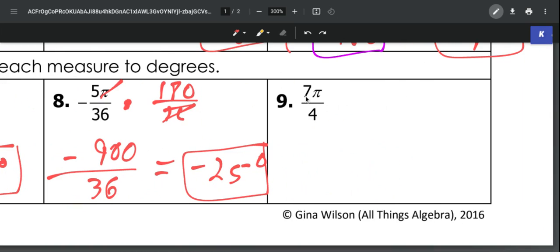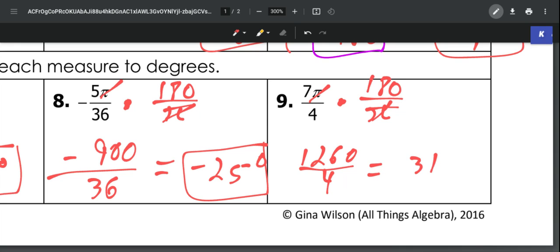All right, then number 9, we've got 7 pi over 4. That's in radians. We want to convert it to degrees, so we're going to multiply by 180 over pi. Pi is going to cancel out, so 7 times 180 is going to be 1260 divided by 4, which is going to give us 315 degrees.